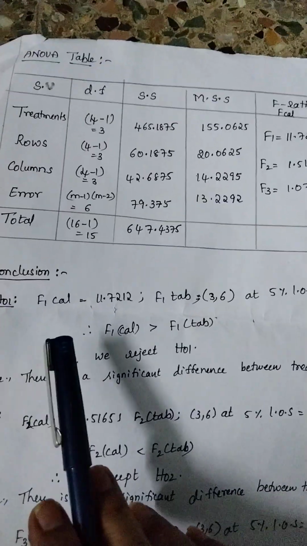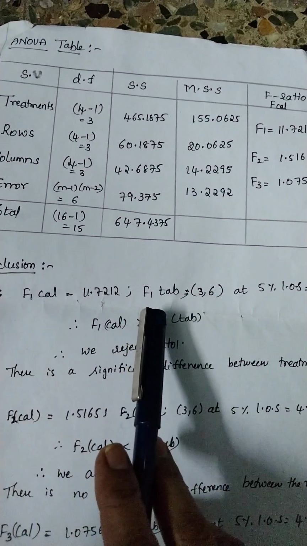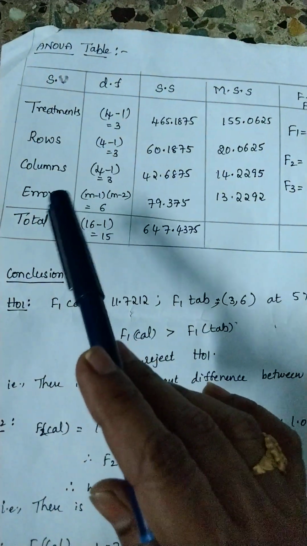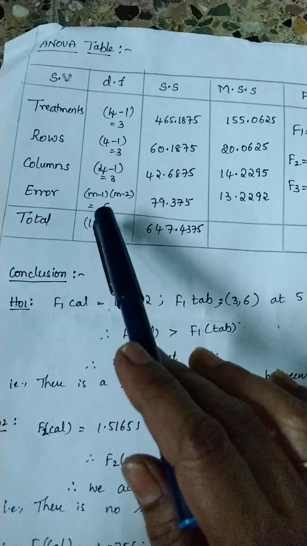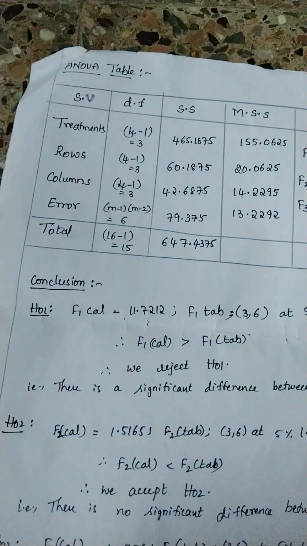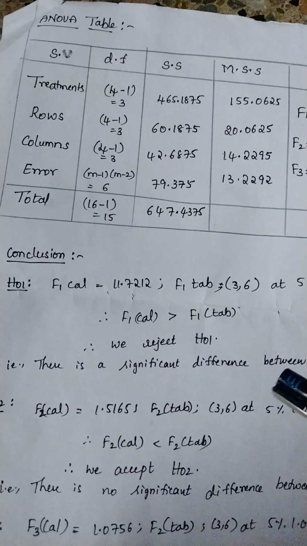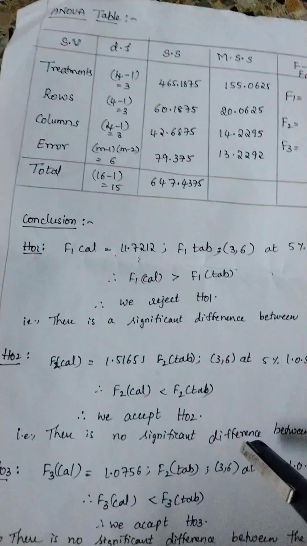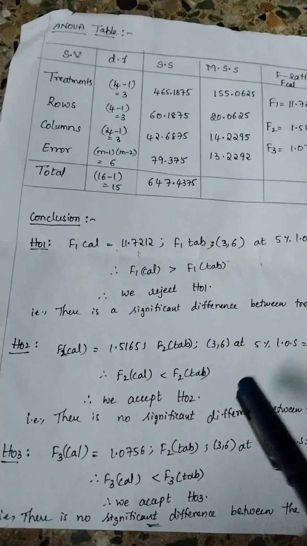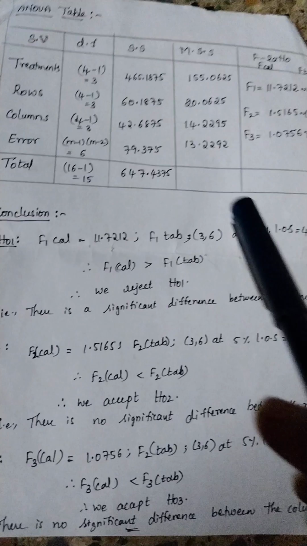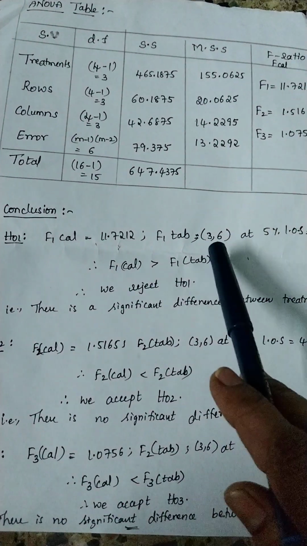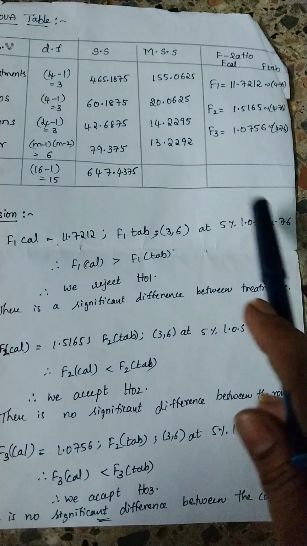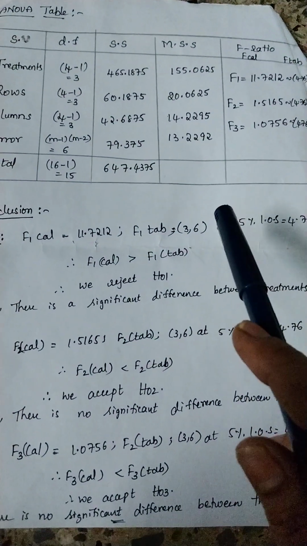Which is going to follow the table values. For F1 calculated value and F table value, we are going to have the degrees of freedom. The first one is 3 only, and for the second one you are going to choose the error degrees of freedom, that is 6. For all the 3 conclusions whatever we are going to draw for treatments, for rows and for columns, we are going to have the same table value, that is (3, 6) is 4.76. This we are going to get from the tables of F.